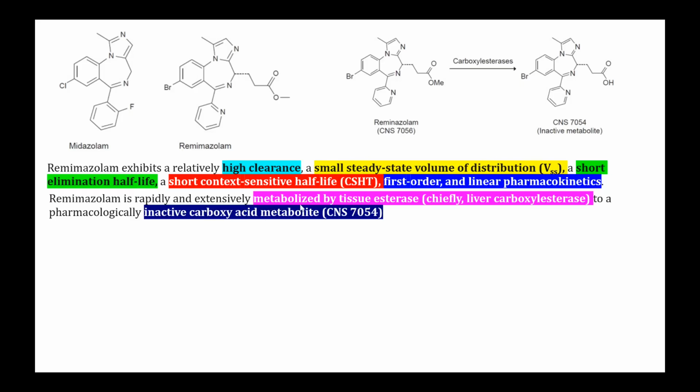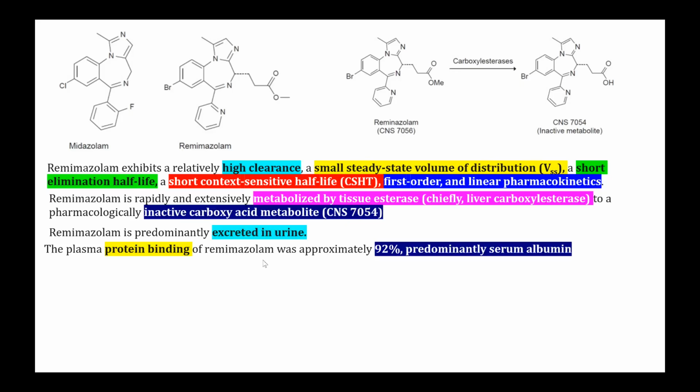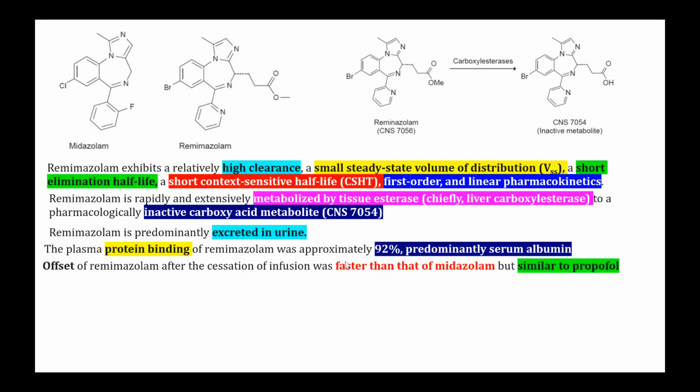So it is rapidly and extensively metabolized by tissue esterases, that is, carboxylesterase is the enzyme, and this metabolic product is excreted in the urine. And it has protein binding also: 92% of it is bound to serum albumin as soon as you inject it intravenously. The offset is faster than midazolam, but similar to propofol. So when you use it as an intravenous infusion, it is a much faster recovery, because midazolam takes a longer time if you use it as an intravenous infusion. And it is really independent of the infusion duration.